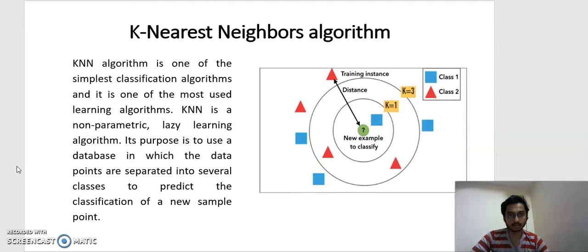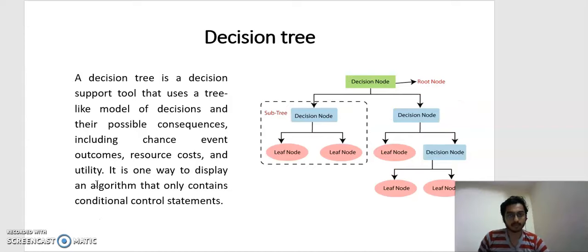K nearest neighbor algorithm. It is a non-parametric lazy learning algorithm. Its main purpose is to use a database in which the data points are separated into several classes to predict the classification. Then decision tree. Decision tree is a decision support tool that uses a tree-like model. It is one of the ways to display an algorithm that only contains conditional and control statements, as shown in the figure.